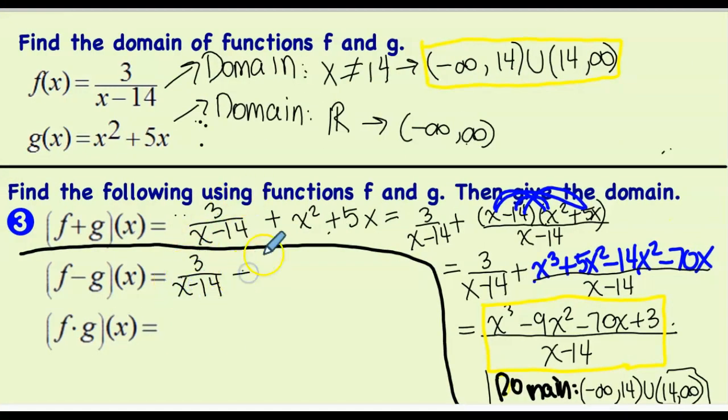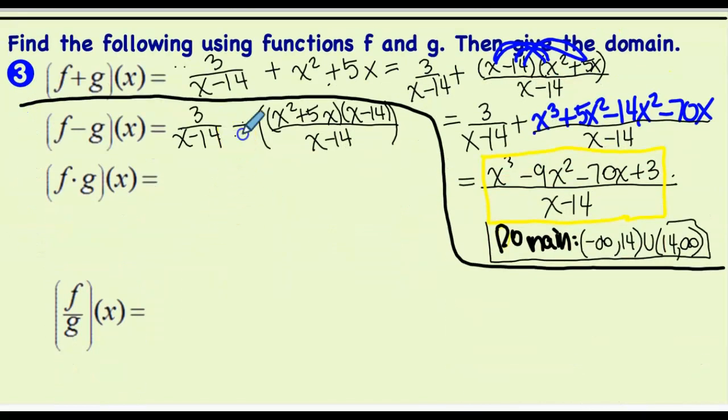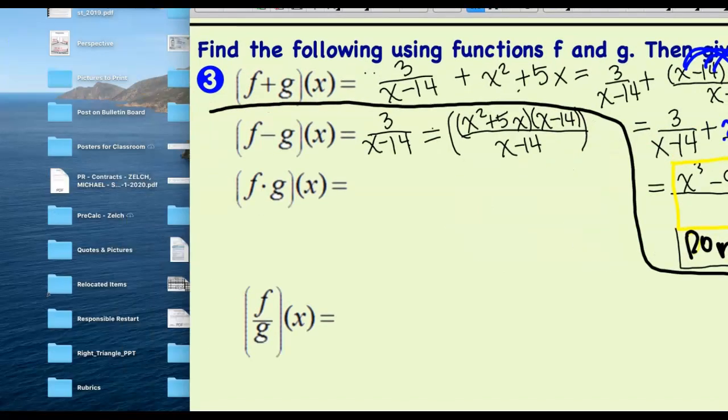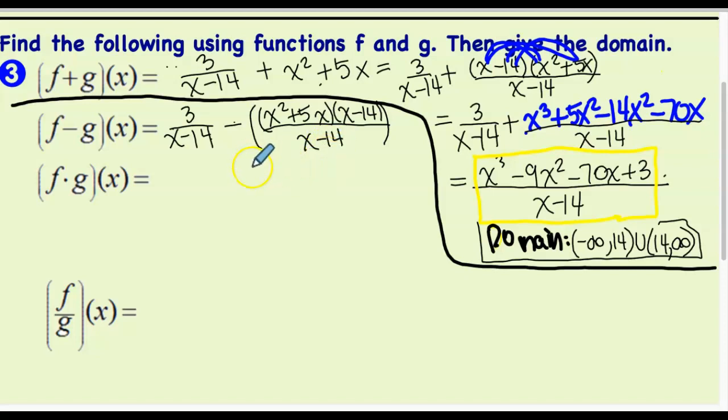So we got 3 over x minus 14, that's f of x. Subtract. I'm going to put this in parentheses because whenever you subtract something that's not just a single value, you're going to have to make sure you distribute that negative. So we have x squared plus 5x times x minus 14 over x minus 14 to get that common denominator. And then I'm going to basically just take what I already know, which is what I distributed over there. It's in blue. That's the x cubed, 5x squared, that thing. Okay, I'm just going to subtract that since I already multiplied those two together.